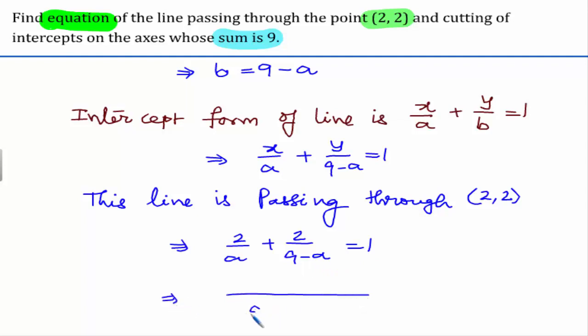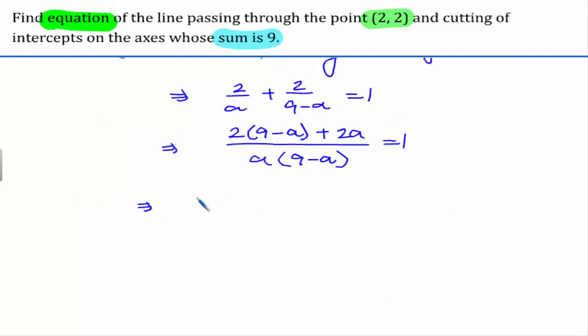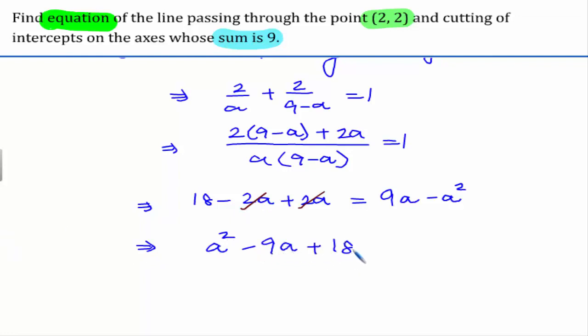Now if we take the LCM and simplify this further, we get 2 into 9 minus A plus 2A is equal to 1 into... let us cross multiply here, which is 9A minus A square. So 18 minus 2A plus 2A is equal to 9A minus A square. Now here 2A gets cancelled and we get the equation as A square minus 9A plus 18 is equal to 0.